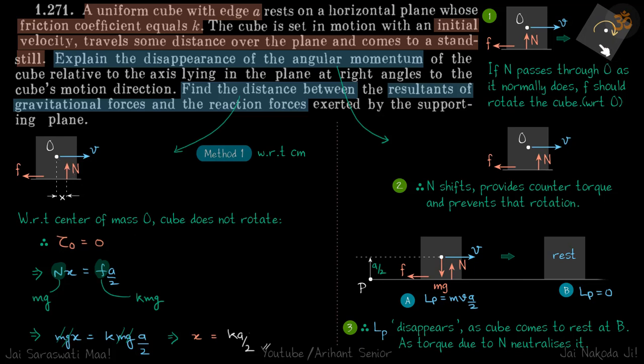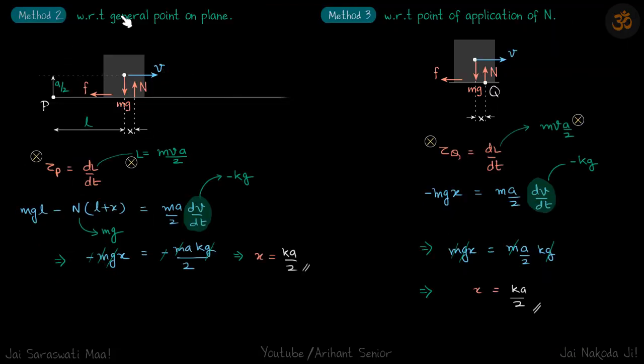We know that the cube does not rotate, which means tau about O is equal to 0, which means N into X is equal to F into A by 2. So N we know is mg and F we know is kmg. So that gives X is equal to Ka by 2. That is our answer. So we got the distance X by writing the torque about the center of mass.